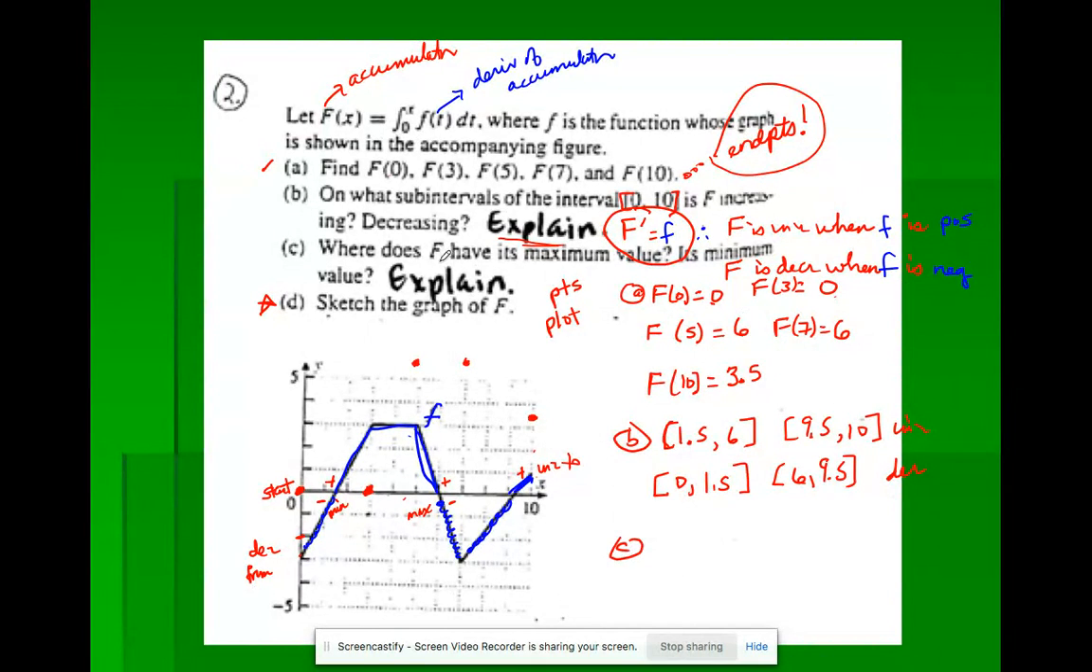So for C, where does F, the graph I can't see, have its absolute minimum value? You need to know that absolute means absolute. So my suspects are endpoints because they were included, and anywhere the derivative changed sign.